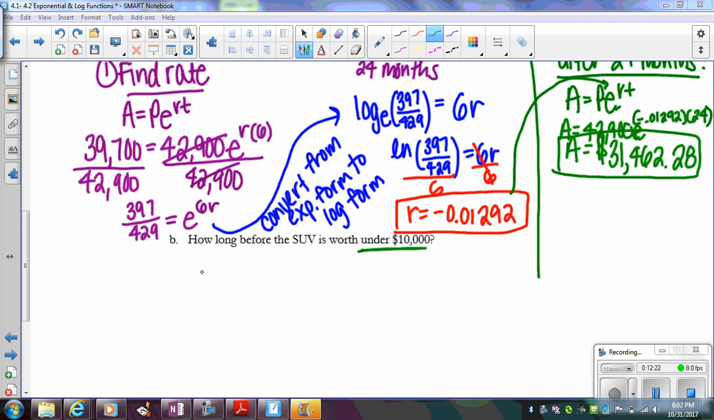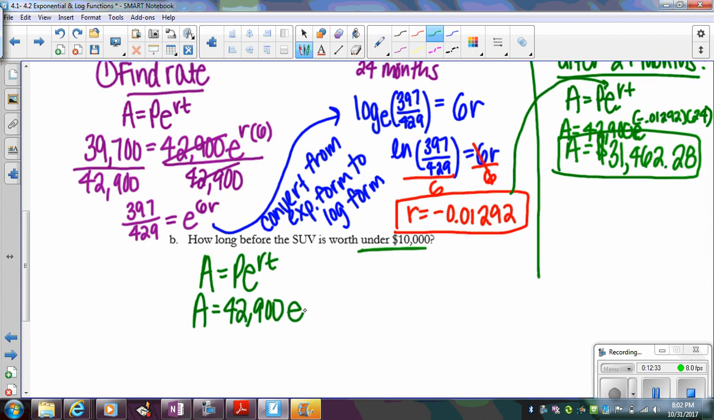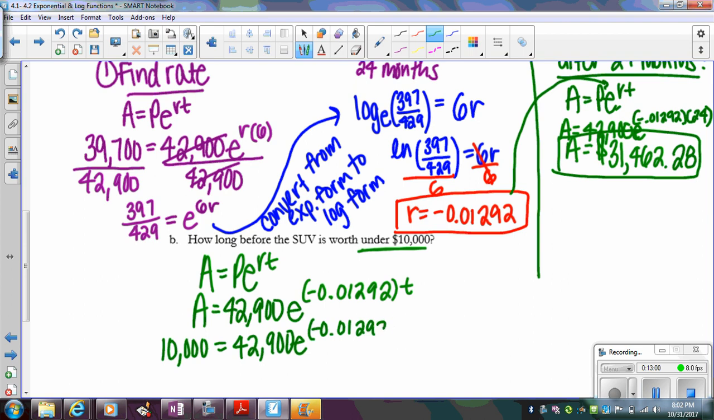So what I'm going to do now is set my amount equal to 10,000. So basically I'm using this formula from up top where I have the 42,000 E, and then I already know my rate now because that rate is consistent for this entire scenario. And T, I don't know the time period, so I'm going to leave that. So I'm going to plug in 10,000, because if I can figure out when it's going to equal 10,000, then I just know that the time period would have to be a little bit longer and then it'll be under 10,000.